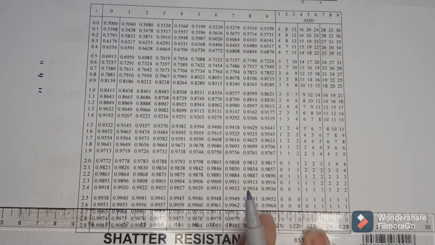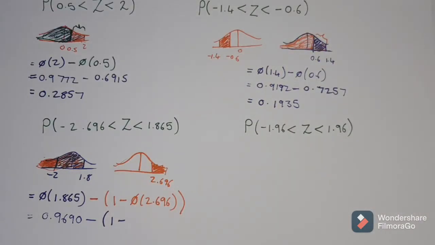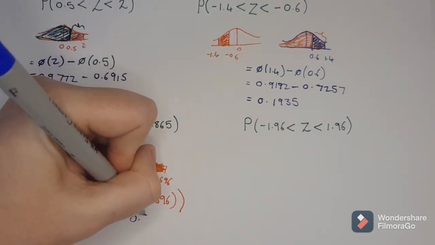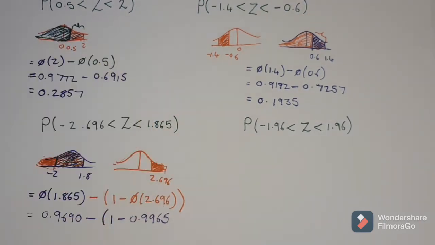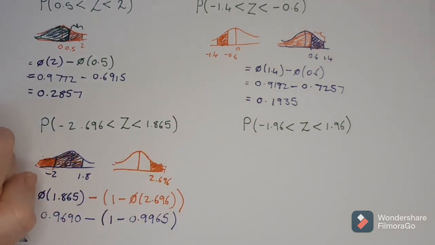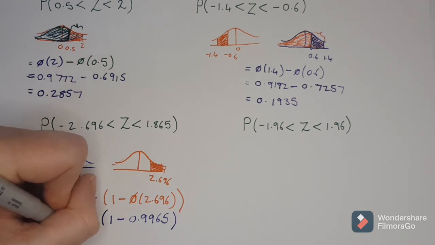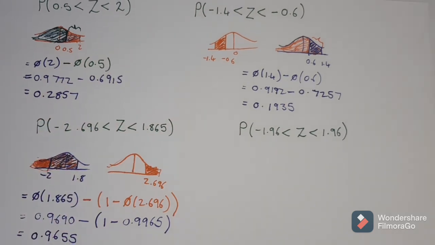So now I've got 0.9964 plus 1 is 0.9965. So then I say 0.9965, and when I type that in for the full sum, I get 0.9655 as my final answer.